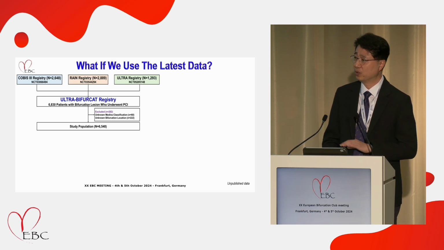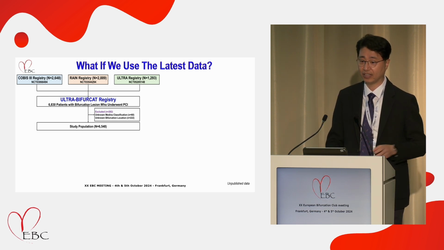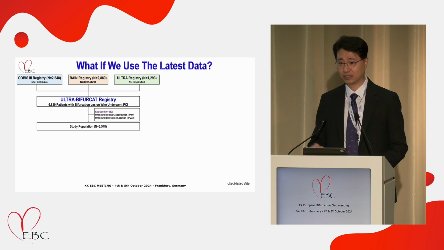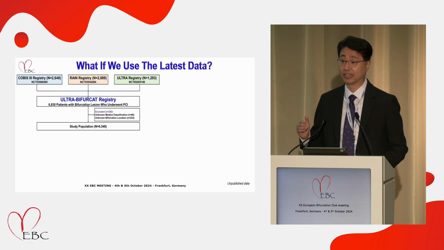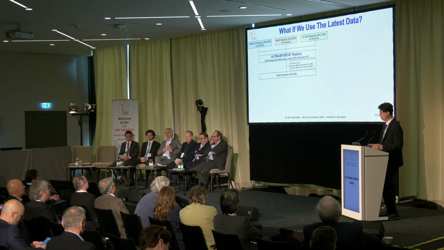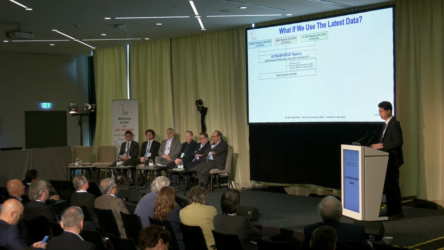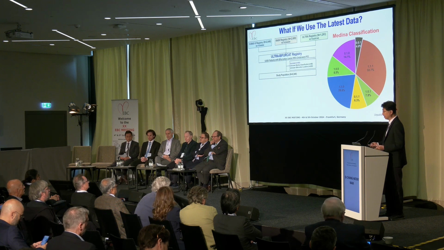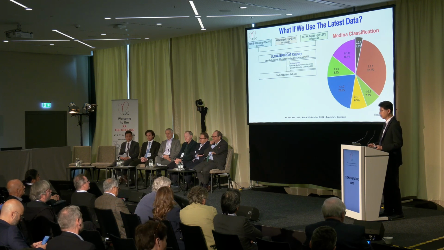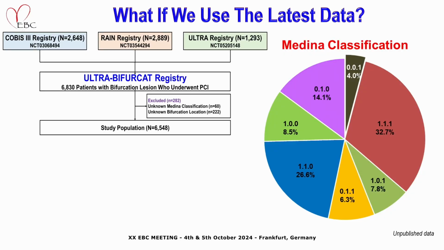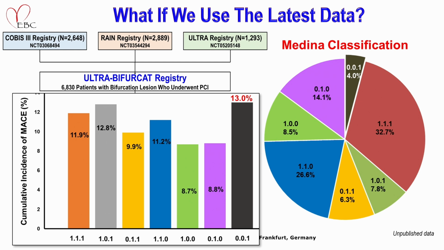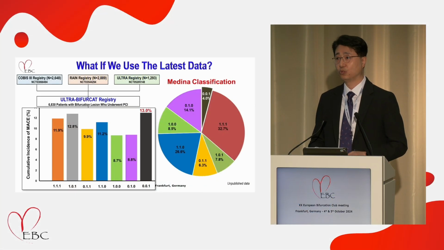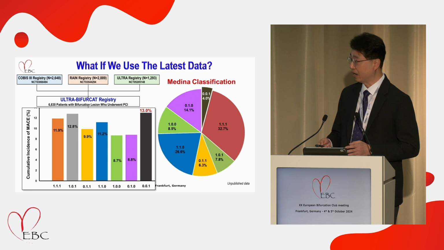But as you can see, the COBIS II registry is more than 15 years old, so it's an old style. So we excluded COBIS II again and included the ULTRA registry performed by the Italian group, with very recent data, and gathered more than 6,000 patients and did the same analysis. So how about the Medina class 001? Same incidence, 4.0%. And how about the behavior? Same. Even though it's recent data, it's still a very high event rate. So I think the 001 behavior is a little bit malignant, not benign.